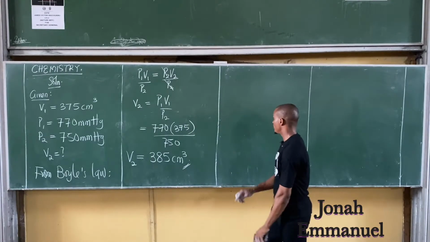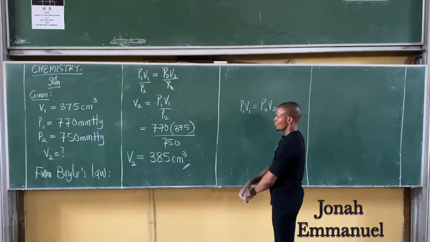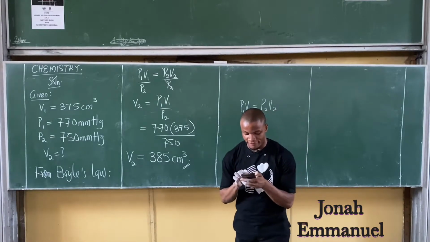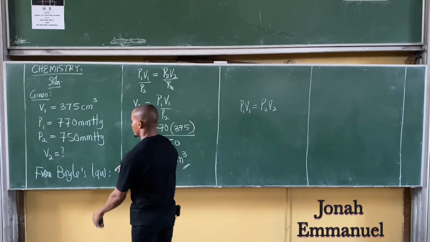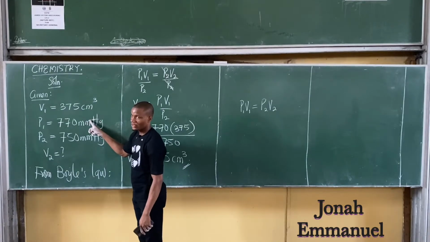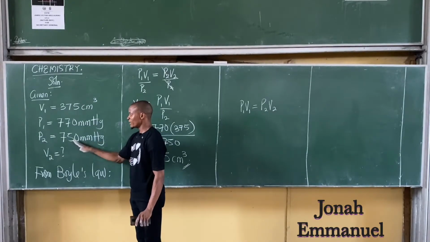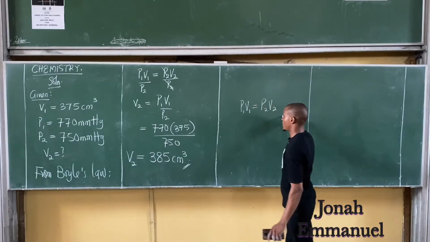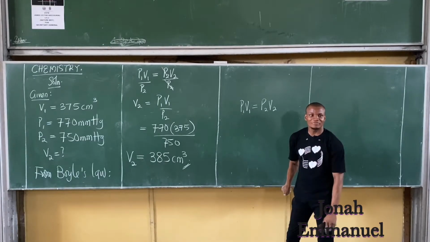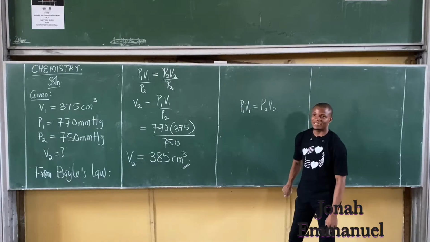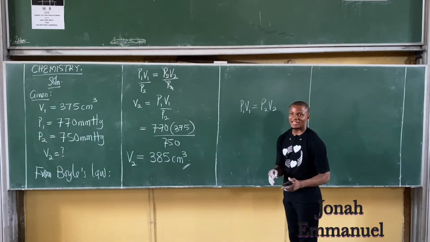If you have P1 V1 equal to P2 V2, what's the question? The question says find the volume if the pressure is reduced to this. So here's my first volume, here's my first pressure. They gave me my second pressure and say find the volume at this pressure. From Boyle's law, I have this formula. How do you get V2? Now it becomes mathematics, no longer chemistry. Make V2 subject of the formula.